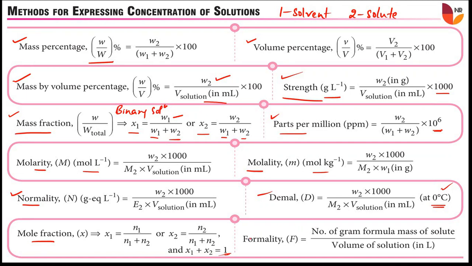Like that, one more formula is called formality. It is symbolically represented as F. It is defined as the number of gram formula mass of the solute divided by the volume of the solution in liters. If the volume is in ml, then it is multiplied with 1000, right? So these are the formulas generally used to express the concentration of solutions.